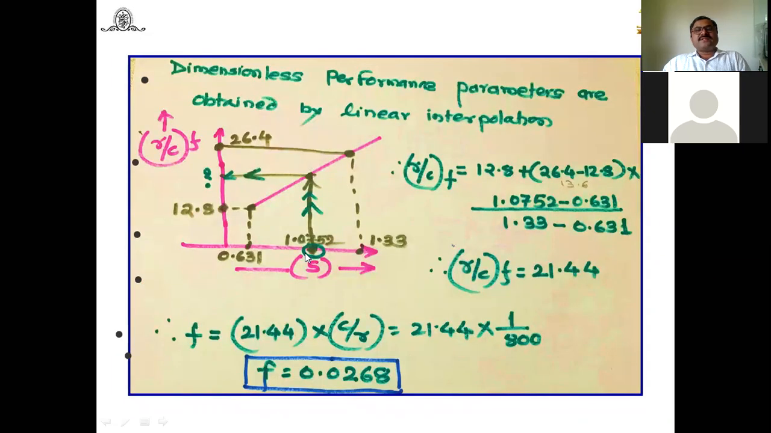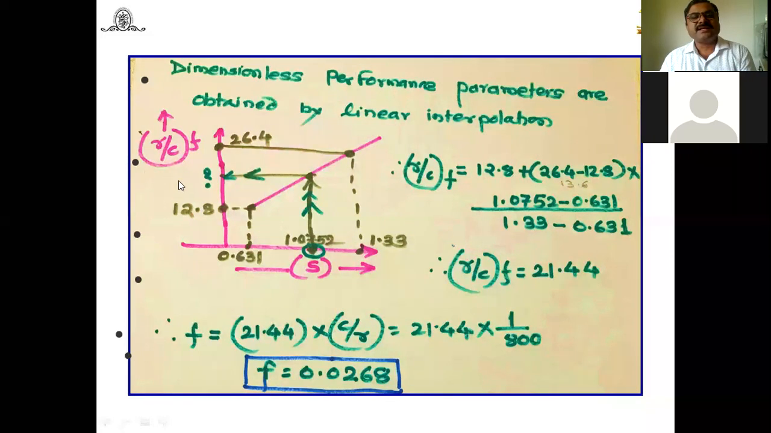Let us see how to use this. Dimensionless performance parameters are obtained by linear interpolation. How to do this? Linear interpolation is nothing but applying the equation of a line, using these coordinates. Suppose we have x1, y1 and x2, y2, and we have to find out x3, y3. The slope equation can be applied directly to get the values; this is the simple fundamental used in linear interpolation. Now let us see what we have to do.